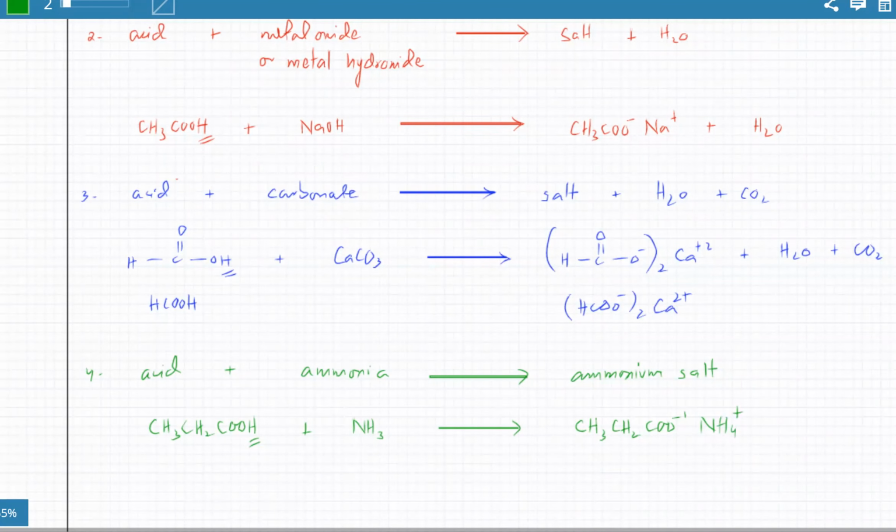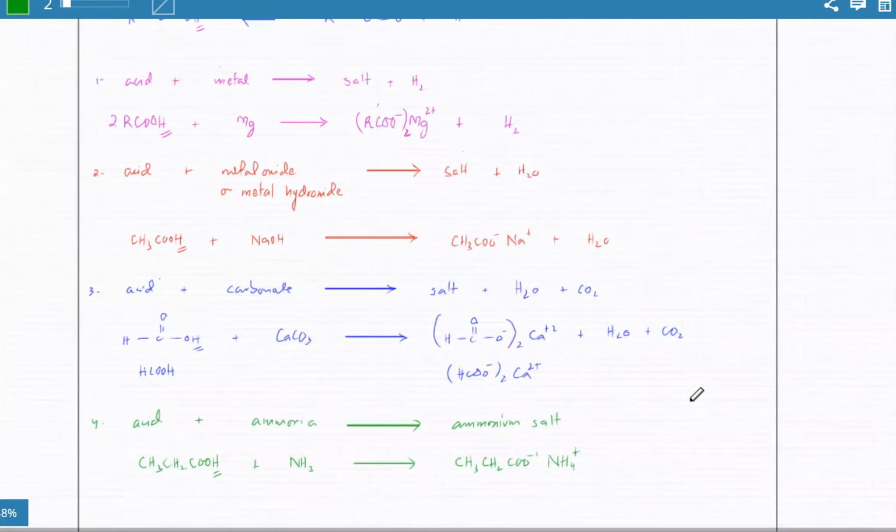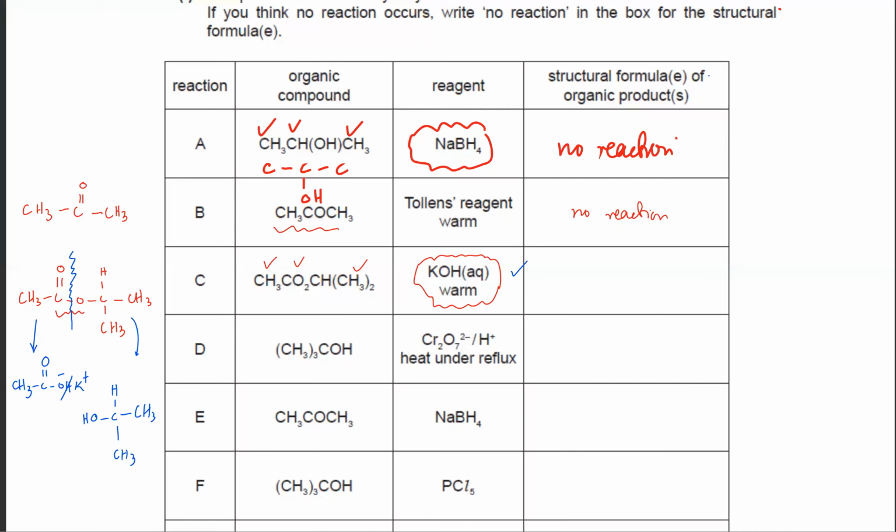So remember these acid reactions, there are four of the main reactions: metal plus acid, carbonate plus acid, and acid plus ammonia as well. So remember those reactions. Over here we had these two things getting formed. When the ester was broken down by KOH aqueous, the carboxylic acid ended up turning into a salt because it's an alkaline condition.